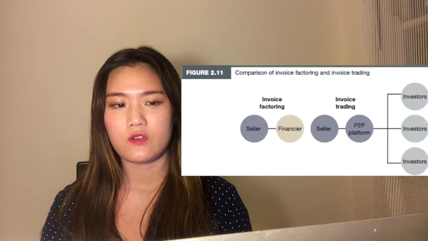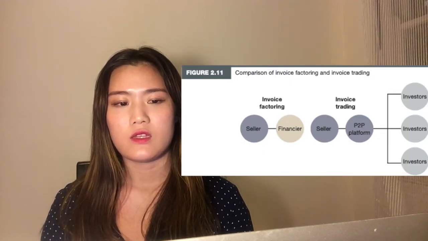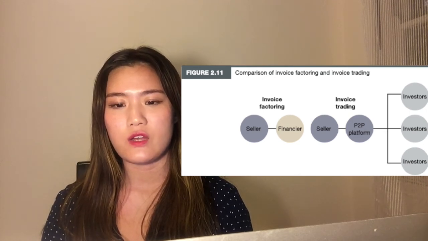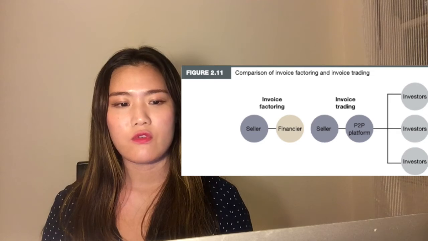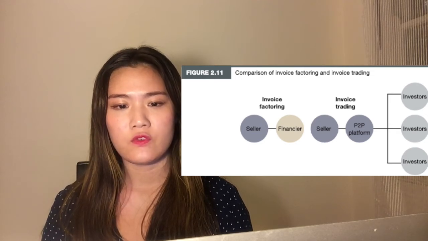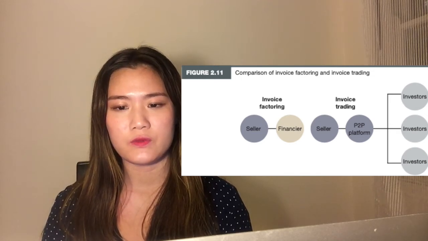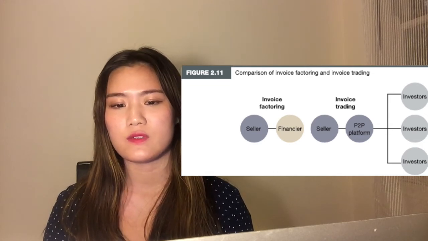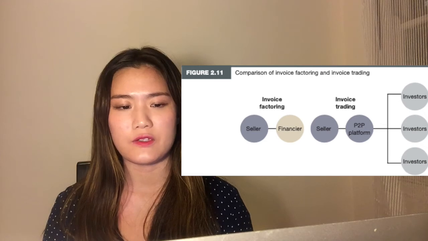Invoice factoring involves a contractual agreement with a third-party provider which is responsible for managing the entire sales ledger. Such providers usually contact customers directly in order to collect payments. Whereas invoice trading allows businesses to sell individual outstanding invoices through electronic platforms to obtain working capital. Invoice trading is considered to be asset-backed lending because the invoice serves as collateral.